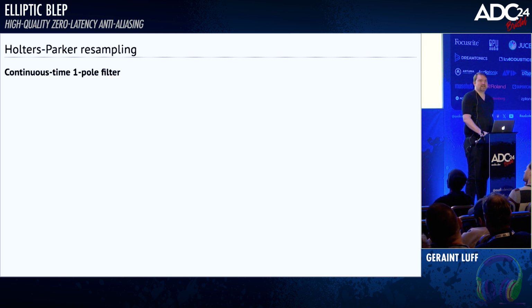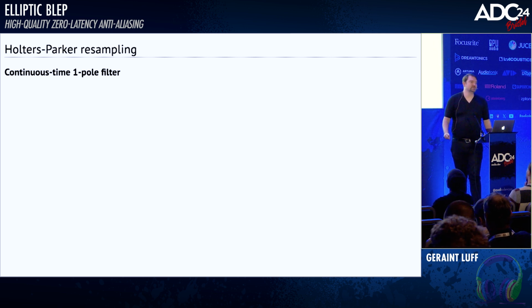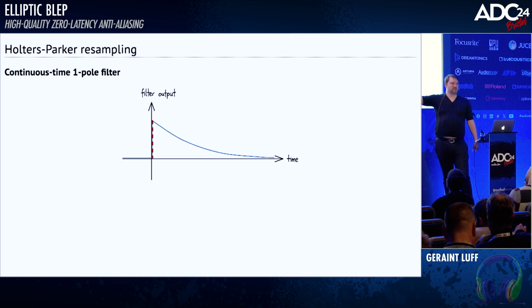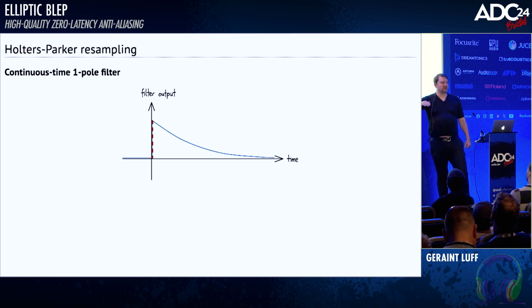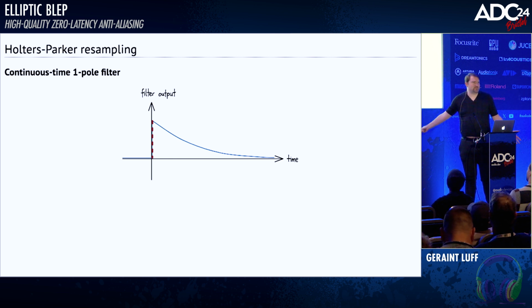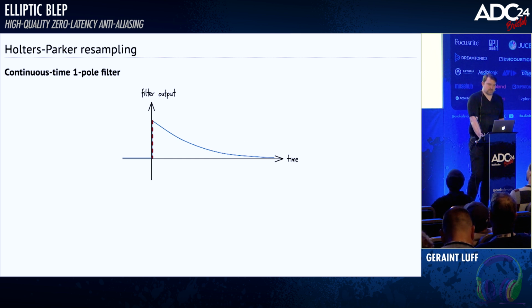So again, now we're on to this Holters-Parker thing. I'm going to talk about one-pole filters for a moment. This is a continuous time one-pole filter. We've got an impulse happening at time 0, and then we see the response of this filter just decays exponentially from there. This is really nice because if we know the value at a certain point in time, we can read out any future value very simply, right? We just find the exponential of how much it's decayed and multiply by that.